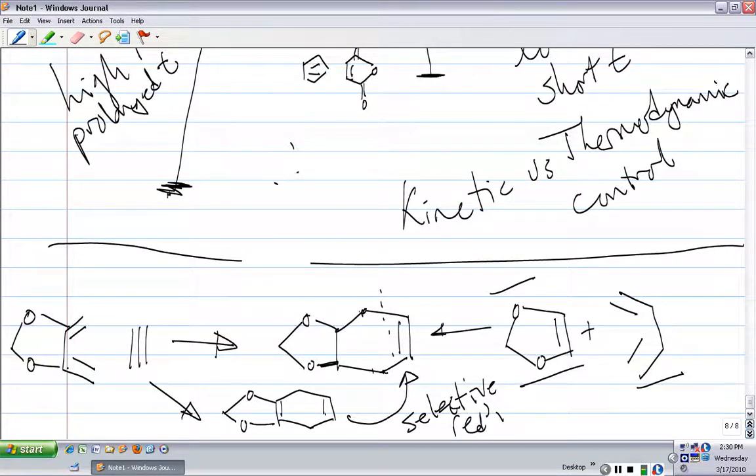So at this point we're going to stop, and we will pick up at this point on Wednesday, and we will spend another 15-20 minutes, I think, and complete the discussion on these Diels-Alder reactions.